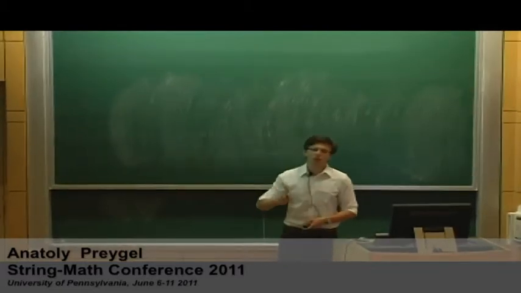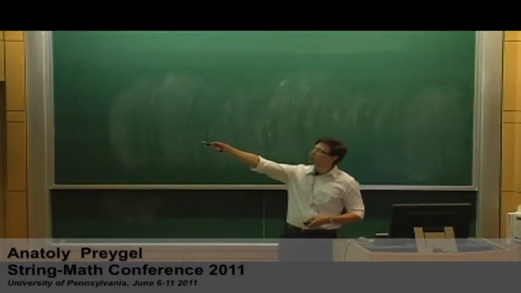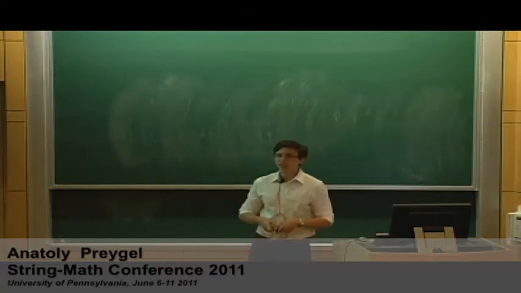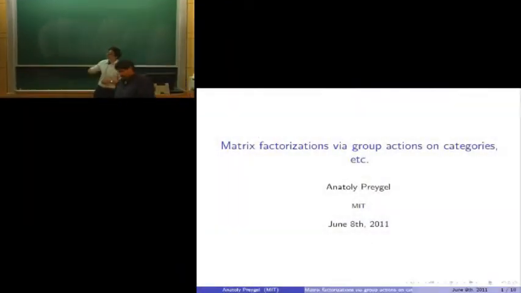As the title says, my goal will be to give a slightly funny description of how you arrive at the category of matrix factorizations, and then to give an application of that to understanding their Hochschild invariants in a slightly pretty way.